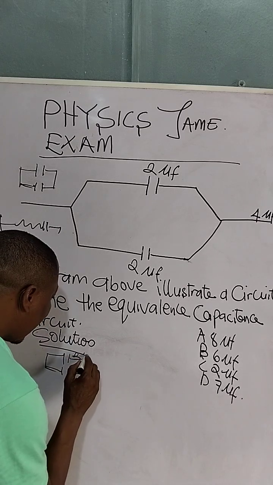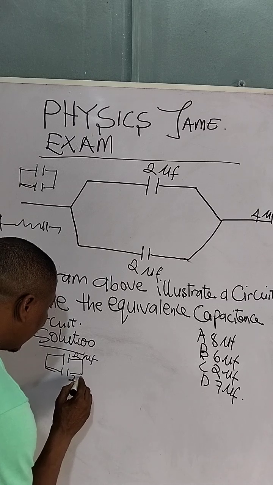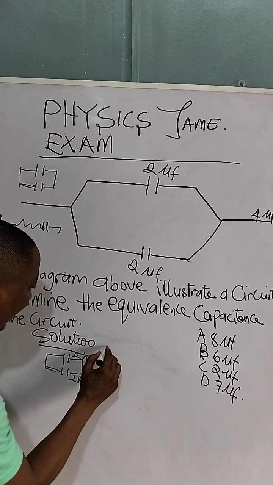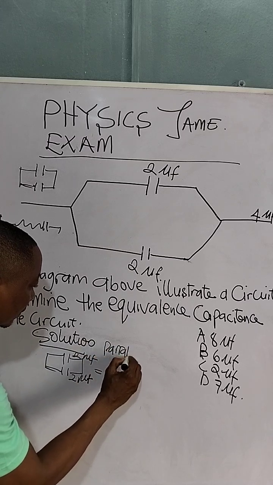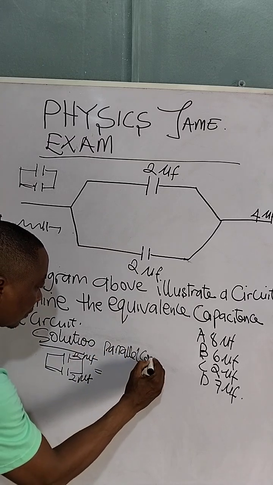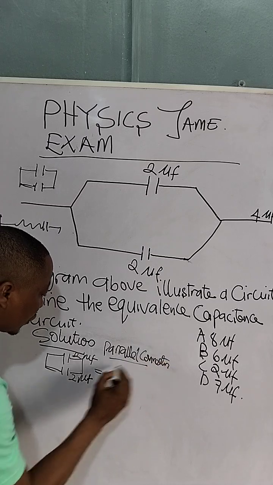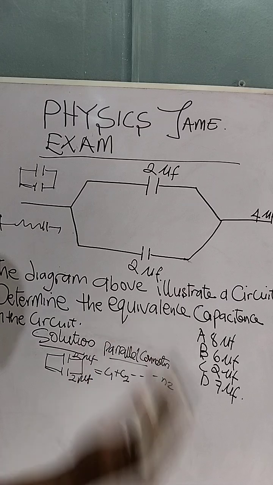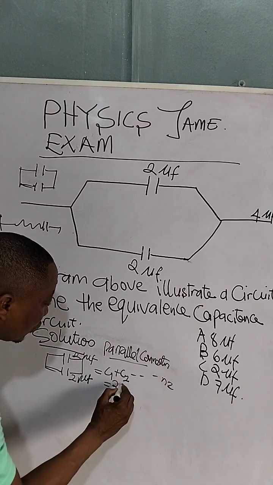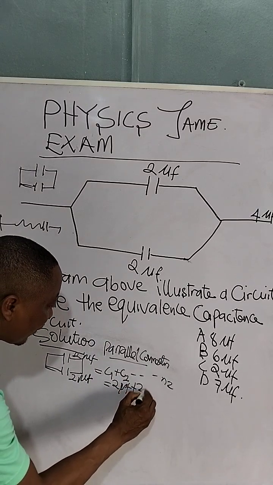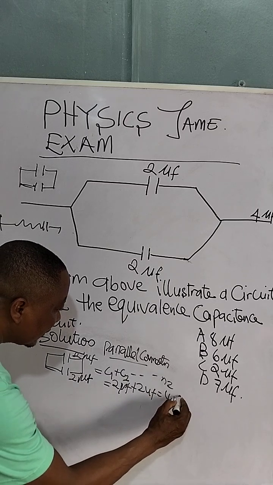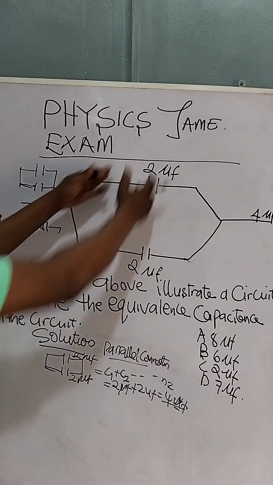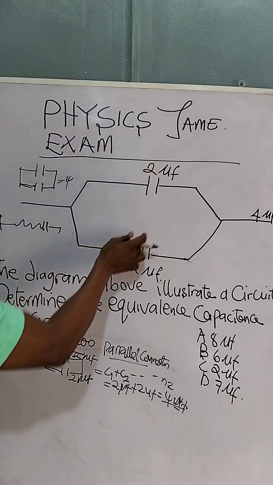This is 2 Farad and this is 2 Farad. Very good. So for parallel connection, this gives us C1 plus C2 up to Cn, depending on the number. So this will give us 2 Farad plus 2 Farad. This gives us 4. Very good. Clap for yourself. That is 4. The sum of this gives us 4.